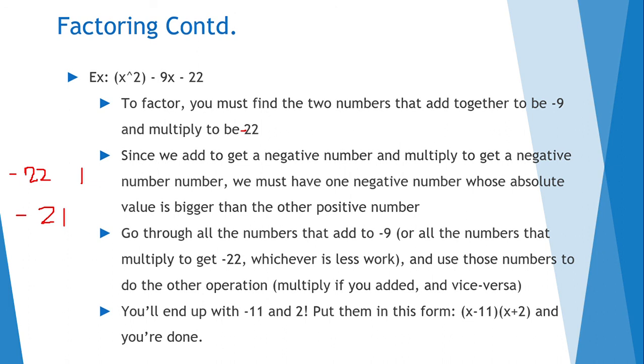So let's try the next pair. Let's try -11 and +2. Our negative has a bigger absolute value, so this looks like an okay shot. And if we add them together, we do get -9. So this seems like the best option for our factors. And as I said, we end up with -11 and 2. We add them to x for both of our factors, we multiply them together, and we're done.